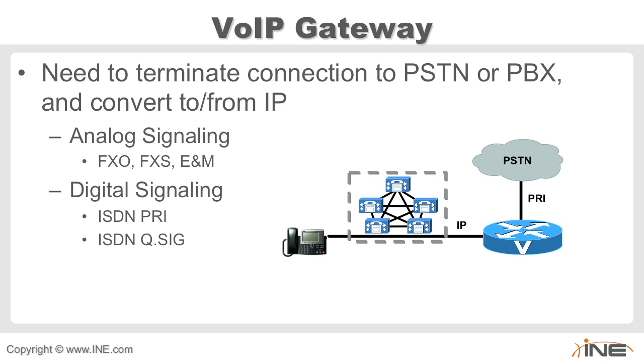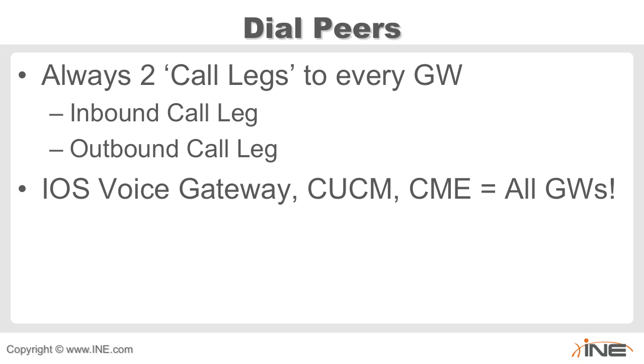Looking at a VoIP gateway, we possibly have the need to terminate a connection to a PSTN, which is very likely, or even a PBX if we're doing some sort of migration or integration, and convert to or from IP. So again, all of the same signaling protocols minus the SS7. And we'll take a look at IP to IP gateway in a moment. So first of all, let's look at dial peers.